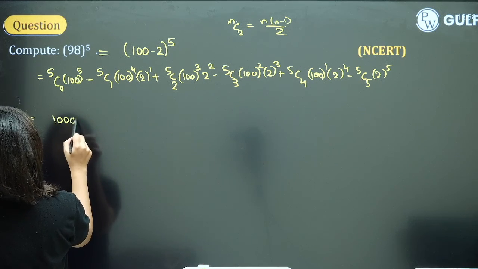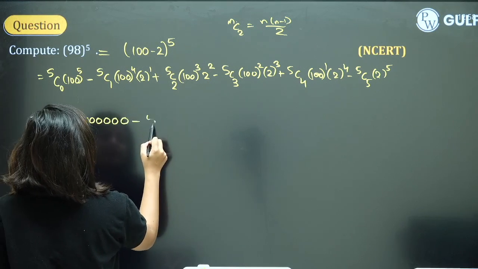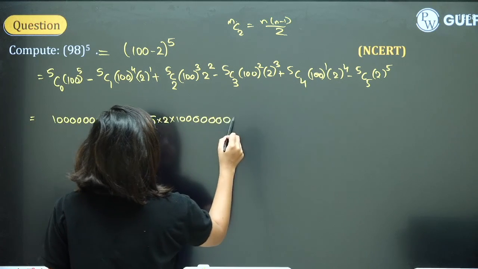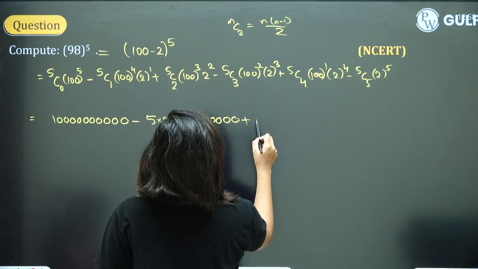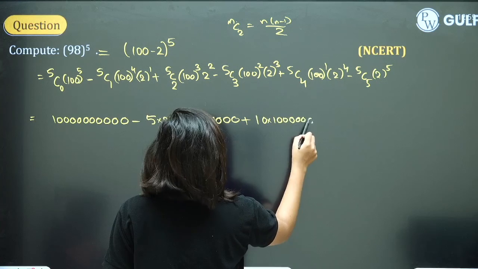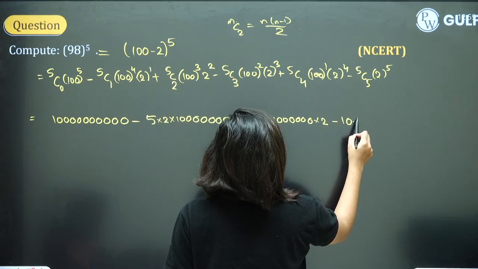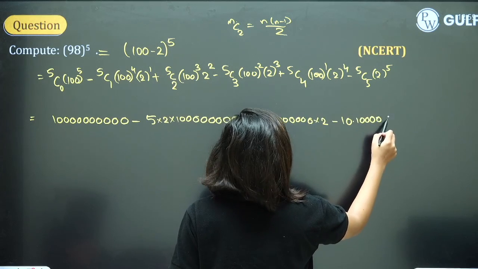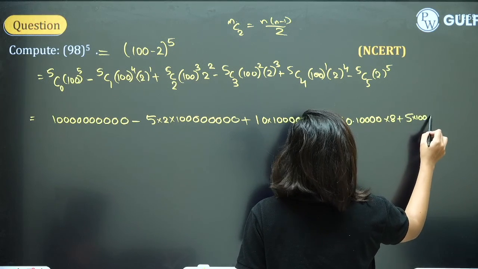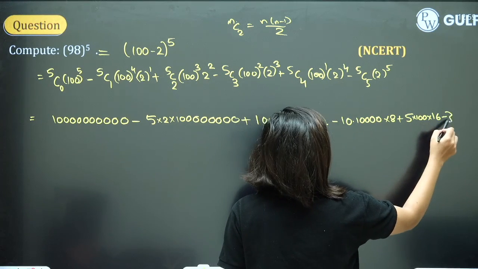100 raised to 5, 1, 2, 3, 4, 5. 5C1 is 5 times 100 raised to 4 into 2. 5C2 is 10, 10 times 100 cube into 2 square. Minus 10 times 100 square into 2 cube, 2 cubed is 8. 5C4 is again 5 into 100 into 2 raised to 4, 16. And lastly, 5C5 is 1, 2 raised to 5, 32.